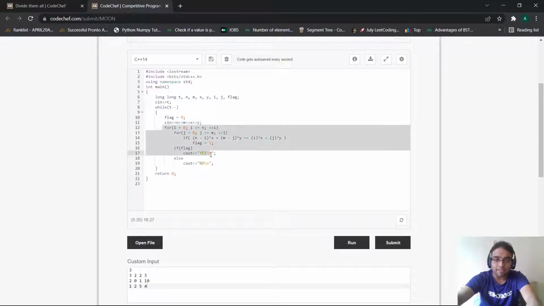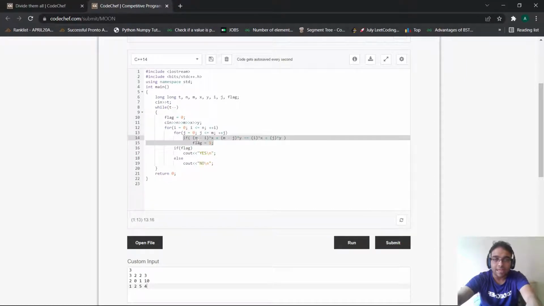Then we apply our n-square algorithm. What we do is we traverse for each of the truffles, and then we traverse for each of the candies, and at any particular point, if my n minus I into x plus m minus j into y is equal to I into x plus j into y, as we discussed in the approach section, then this distribution is valid, and I'll set my flag as 1. And finally, if my flag is 1, then I'll print out yes, otherwise I'll print no, right? And this becomes the approach for solving this particular problem.